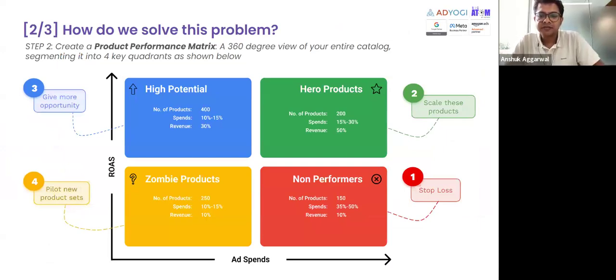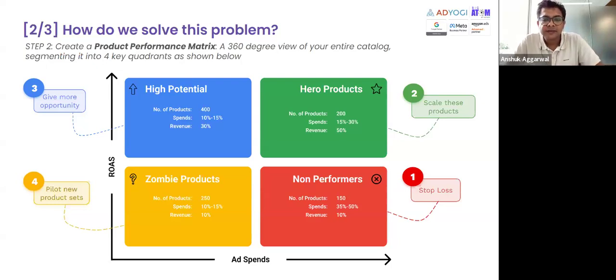So for quadrant number one, like we said, remove them. We definitely don't want spends going into them. So we can go to Meta and Google and exclude these SKU IDs like we spoke about. For the hero products, we need to continue to push budget behind them. So 60 to 70% of the budget has to continue to go into hero products, because these are the ones which are giving the best performance. They're also scaling very well, which means they're giving good revenue also.